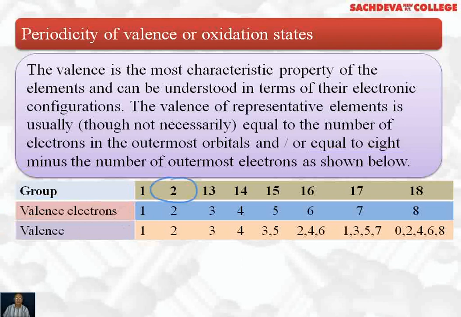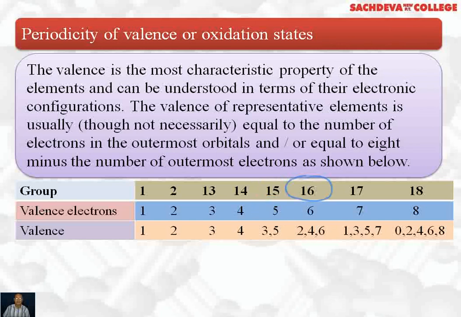In group 2, valence electrons are 2 and valency is also 2. Similarly, in group 13, valence electrons are 3 and valency is 3. Some elements show valency equal to 1 also, which we will discuss in p-block elements. In group 14, 4 valence electrons, valency is 4, but some elements do show valency 2, which we will discuss in p-block elements. In group 15, 5 valence electrons, possible valency is 3 and 5.